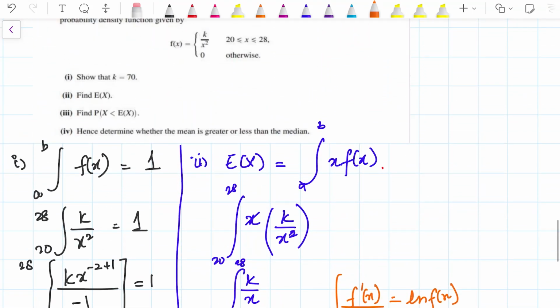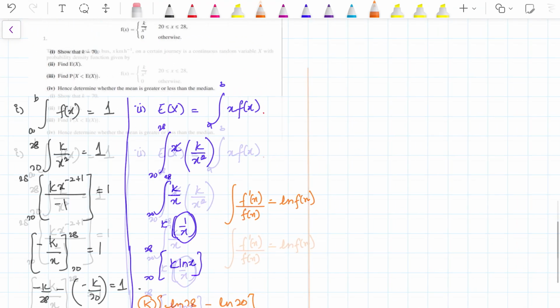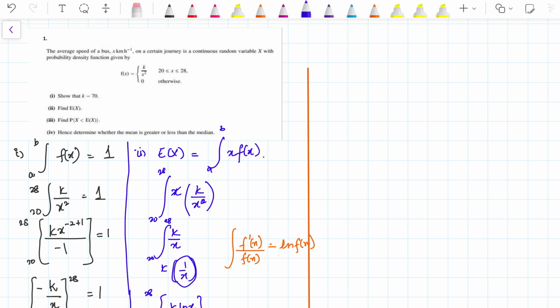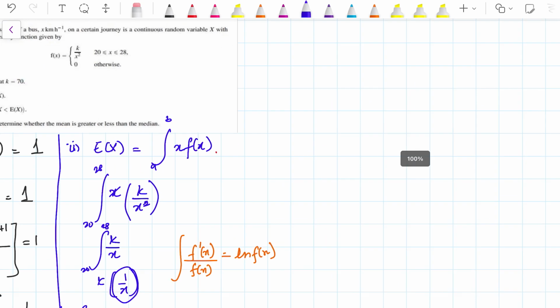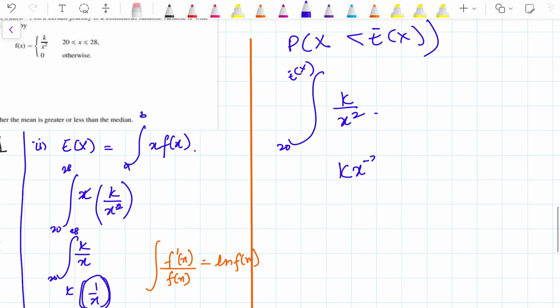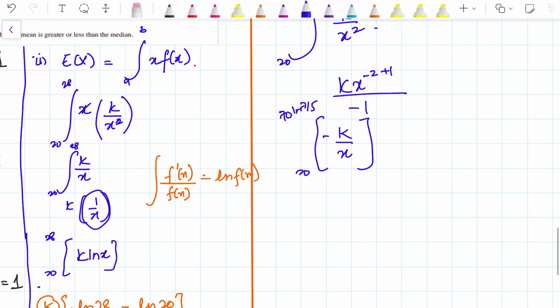Now, let's move on to the third part, which says find the probability that x is less than the expectation. So it means the expectation is my upper limit and my lower limit is 20, and I have to find its probability. So how do we find the probability? Kx to the power minus 2 plus 1 divided by the new power. What is 70 ln 7 upon 5, and this is 20. So it becomes minus, the value of k is also 70. I'm now going to input the value.